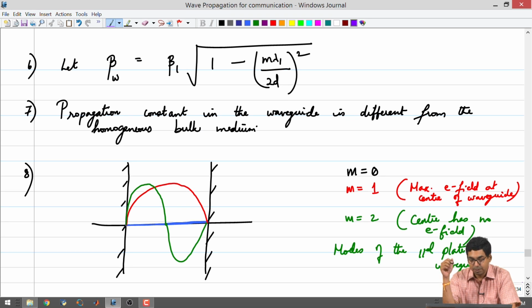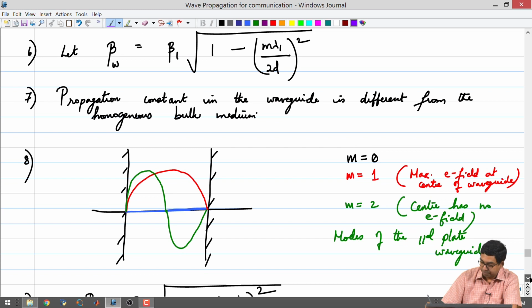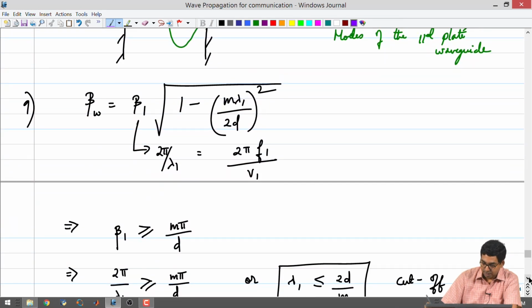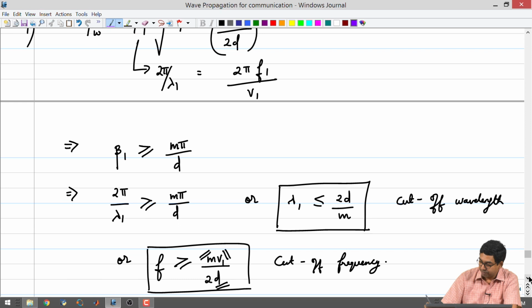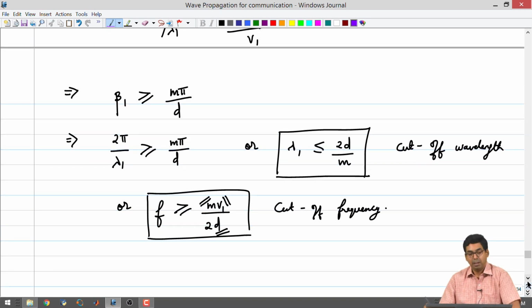So, for different values of m in your propagation constant, called the mode numbers, you will end up with different kinds of electric field patterns within the two parallel plates. That is what we had seen before. And we also saw that in order for the waveguide to support a travelling wave, you need the signal frequency to be higher than the cutoff frequency, and the cutoff frequency is m v1 divided by 2d in the case of a parallel plate waveguide, where v1 is the velocity in the medium.